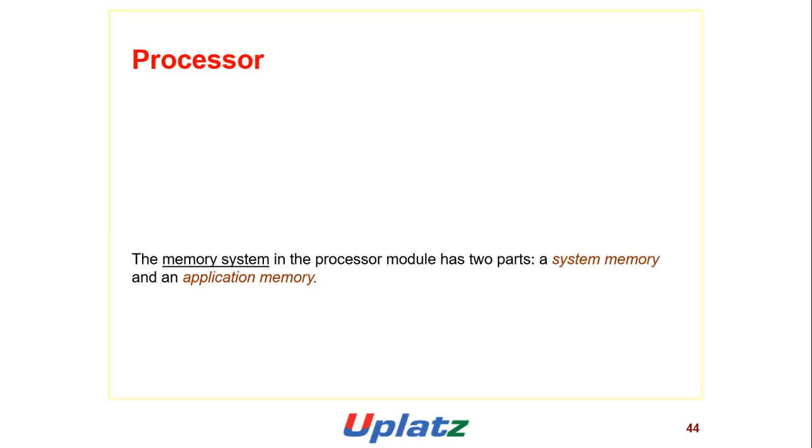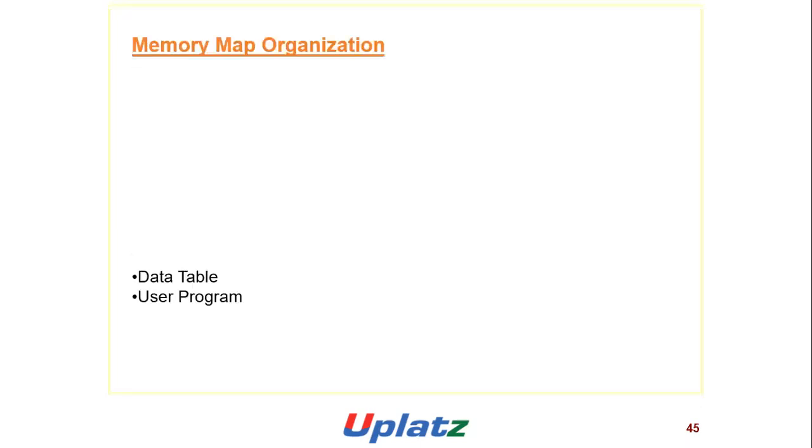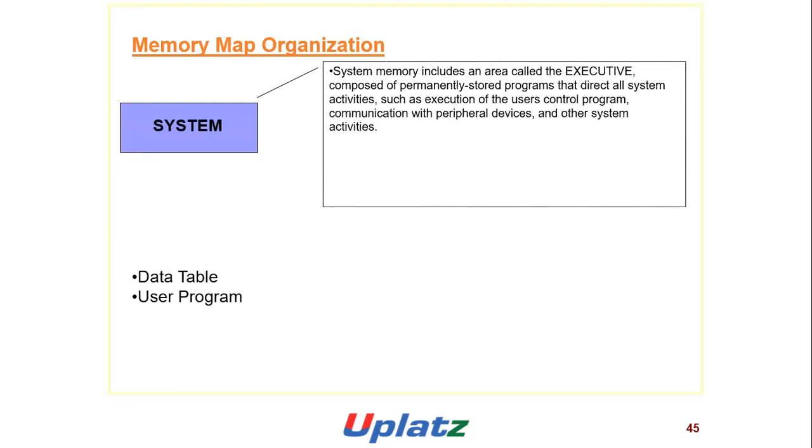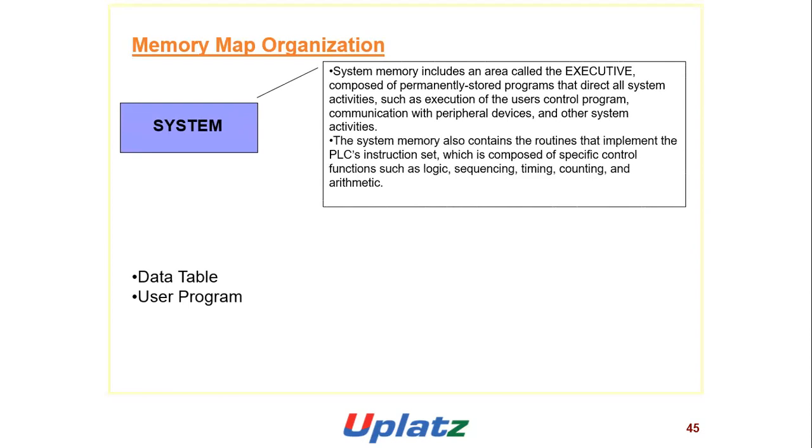The memory system in the processor module has two parts, a system memory and an application memory: data table, user program, system. System memory includes an area called executive, composed of permanently stored programs that direct all system activities such as execution of user control system, communication with peripherals and other system activities. The system memory also contains the routines that implement the PLC's instruction set, which is composed of specific control functions such as logic, sequencing, timing, counting, and arithmetic.